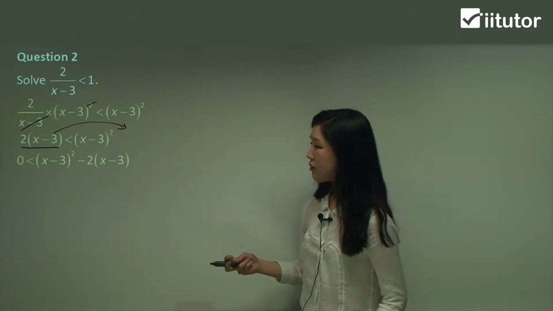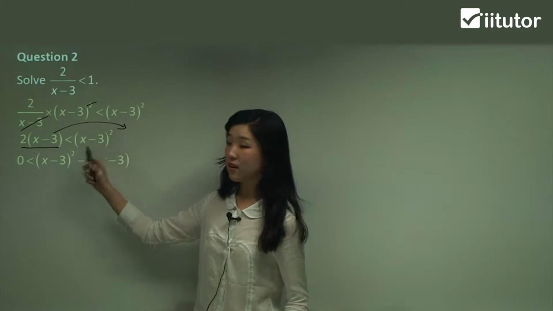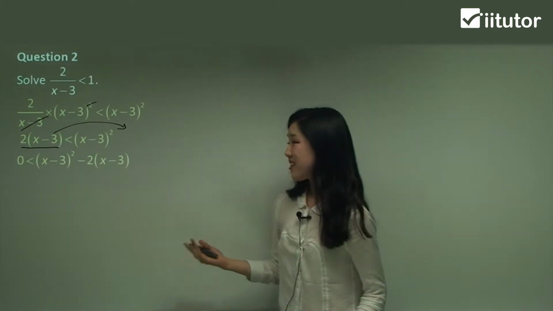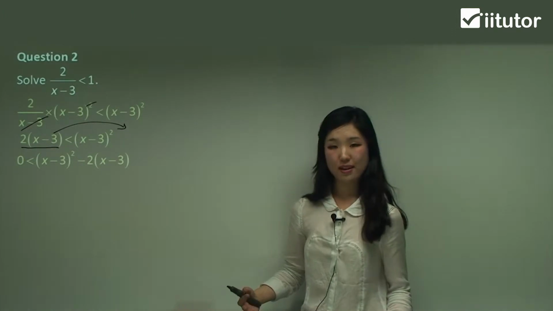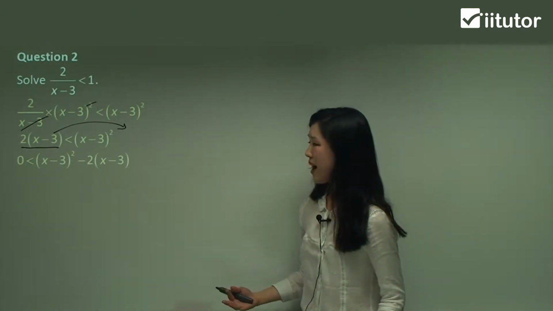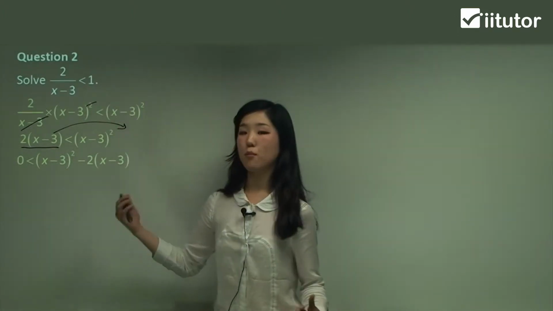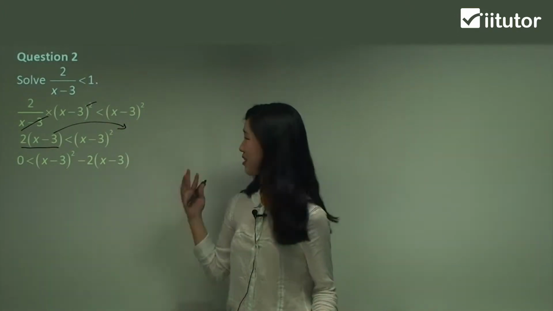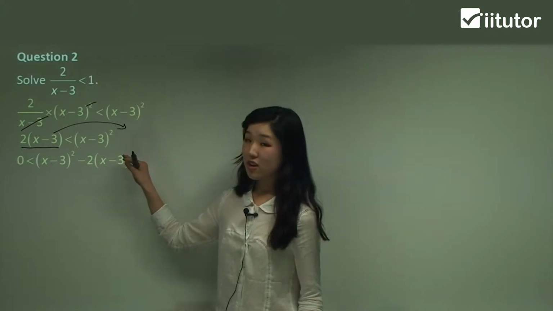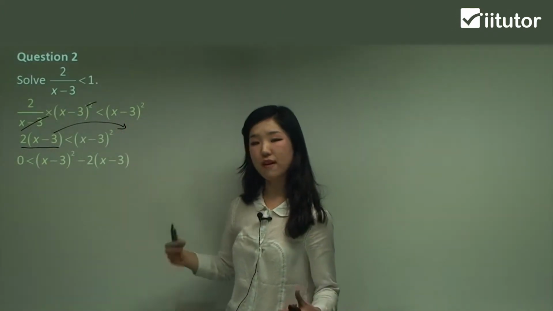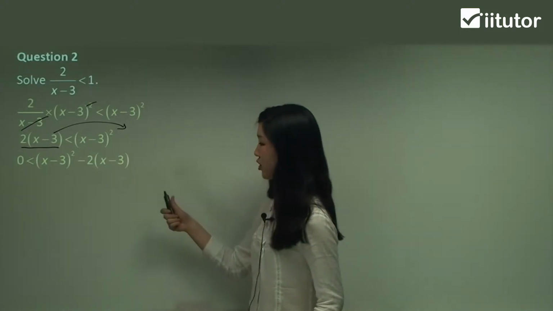Now, I know a lot of you will start expanding in this step. Please don't do that. You can expand it and then simplify it and do it that way, but that's going to cause a lot of silly mistakes, especially when the question gets bigger or more complicated. So please don't expand. Follow my steps. Move everything onto one side and try to factorize that way. Okay, so I'll show you.